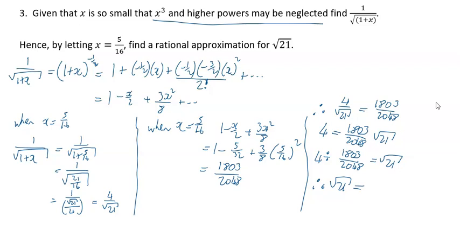And it says find a rational approximation. So that means you've got to leave it in numerical form. And if you do that on your calculator, you're going to get, and it worked out to be as a top heavy or a mixed number, 4 over 980 over 1803. Okay, done.